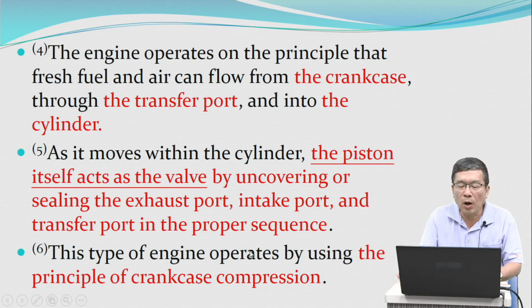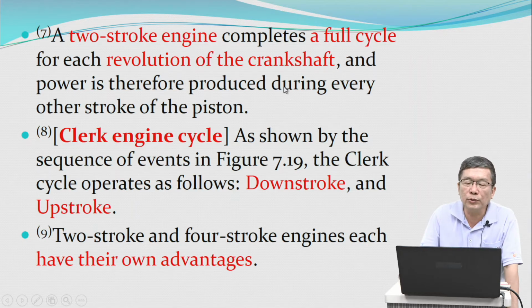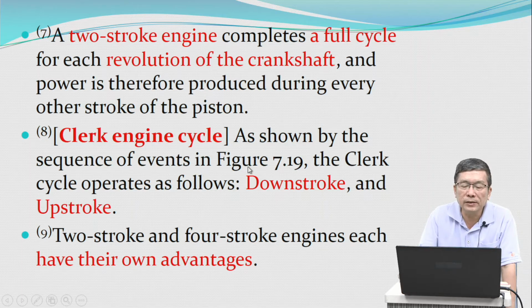This type of engine operates by using the principle of crankcase compression. The two-stroke engine completes a full cycle for each revolution of the crankshaft, and the power is therefore produced during every other stroke of the piston. The two-stroke engine cycle, as shown by the sequence of events in Figure 7.19, operates as follows: downstroke and upstroke.